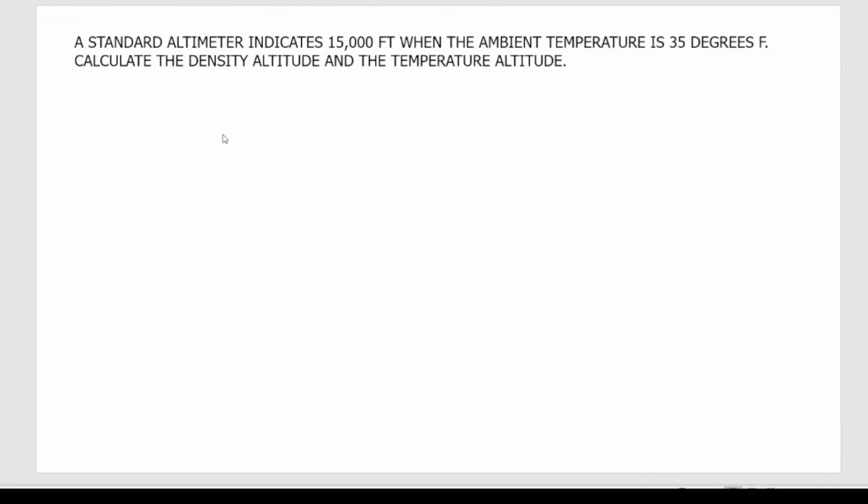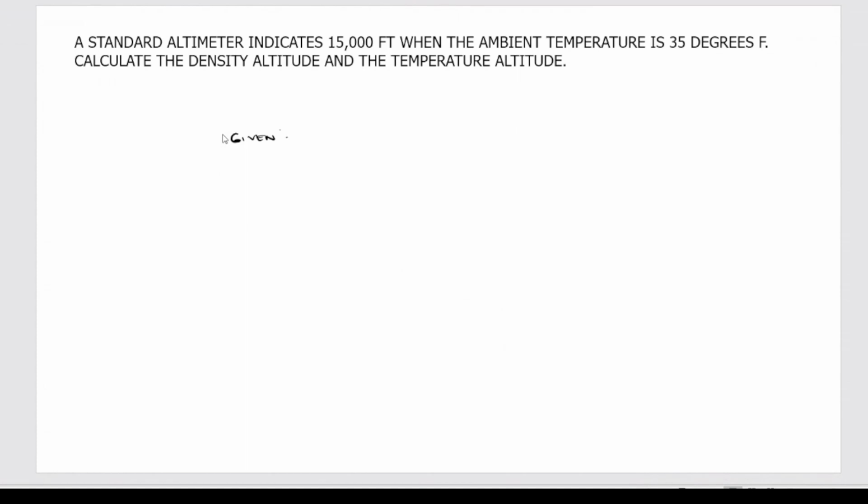Okay, let's have a sample problem for module 2. So meron tayo ditong standard altimeter indicates 15,000 feet when the ambient temperature is 35 degrees Fahrenheit. Calculate the density altitude and temperature altitude. So first, sulat muna natin yung given. So meron tayong standard altimeter.